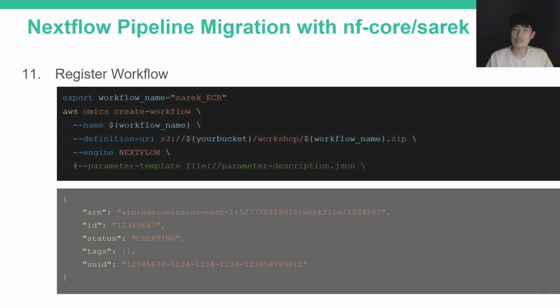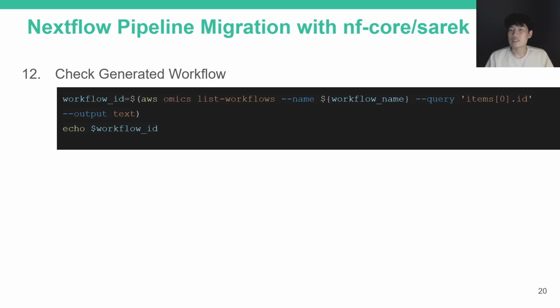One thing you need to know is that I skipped the parameter template option for the command. This option asks you to define the parameters of the workflow in advance. But if you skip this option, the HealthOmics service will automatically detect the parameters from the workflow zip file and add them to the workflow definition. That's quite convenient. And if your workflow is uploaded to HealthOmics successfully, you will see output like this below.